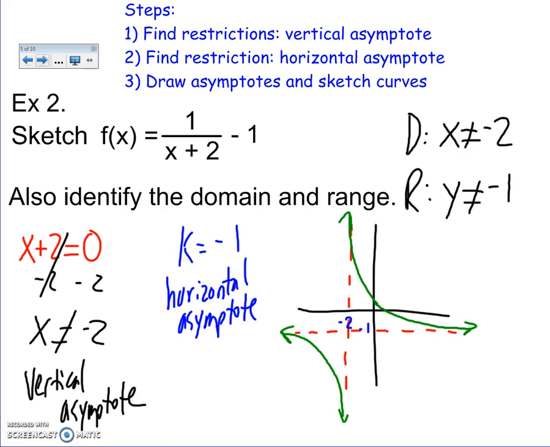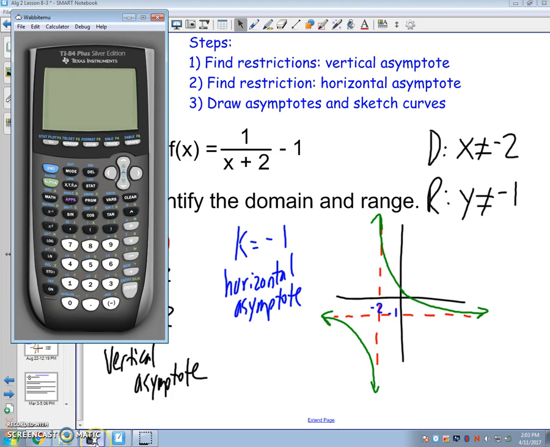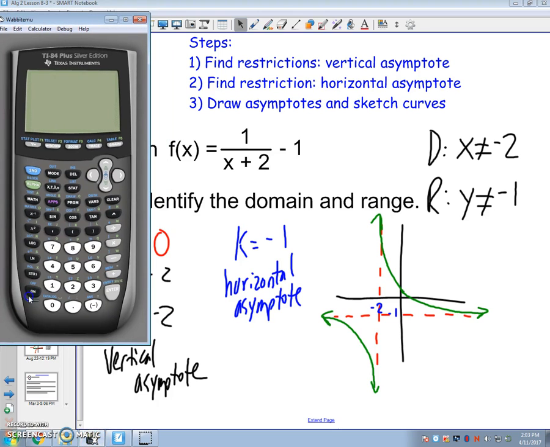Now let's graph it in the calculator just to check, because if you don't know, you can always type it in here. I go to alpha y equals 1 divided by x plus 2, and then minus 1 out here. I'll show you that picture. Yep, looks just like that.